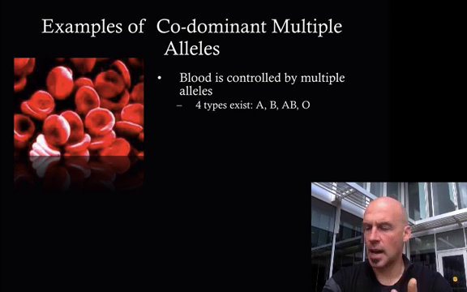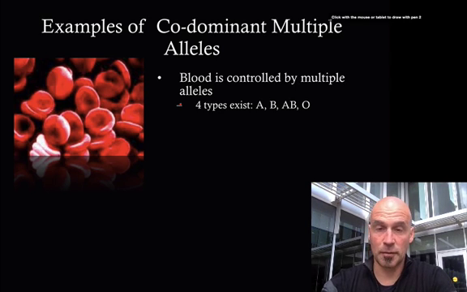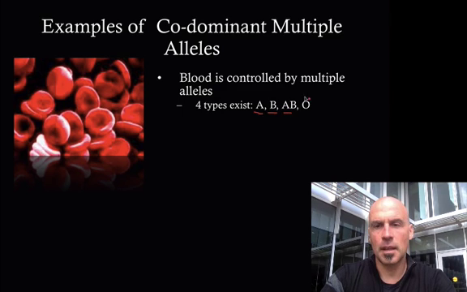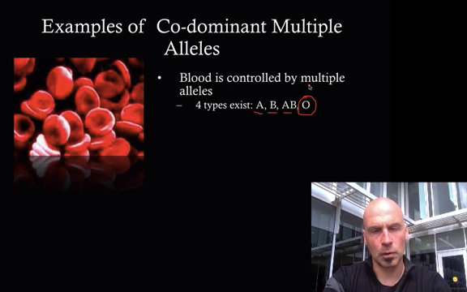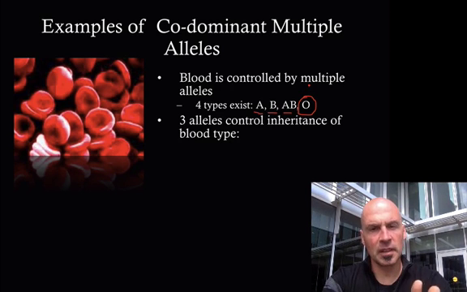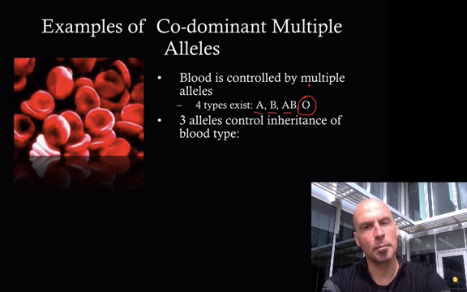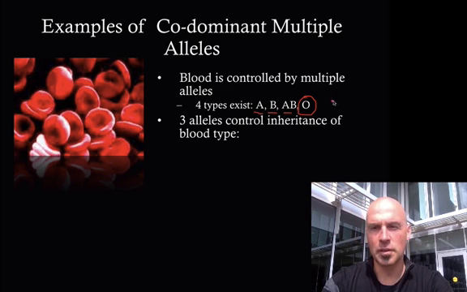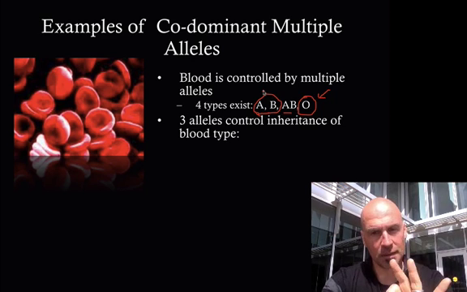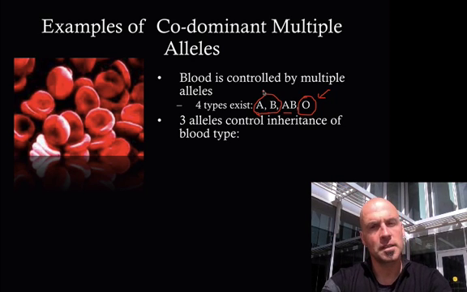There are 4 types that exist. You've got A, you've got B, you've got AB, and then you've got O. So those are the multiple alleles we're talking about, 4 total. So these three alleles control inheritance of the blood type. I know what you're thinking. You said there were 4 up here. This one right here, O, is actually the absence of the A and B allele. So you've got three alleles that control inheritance of the blood type.